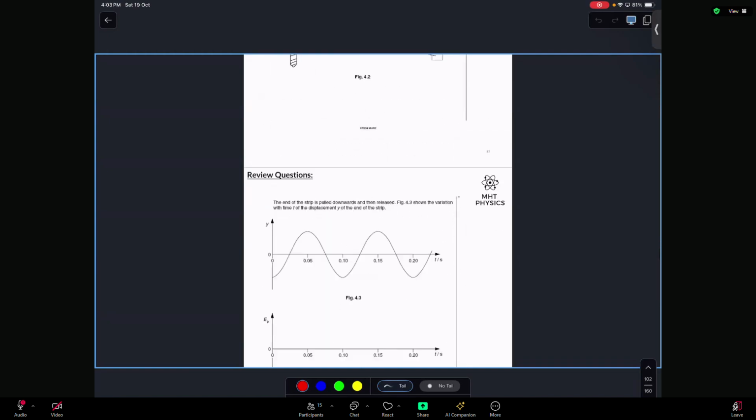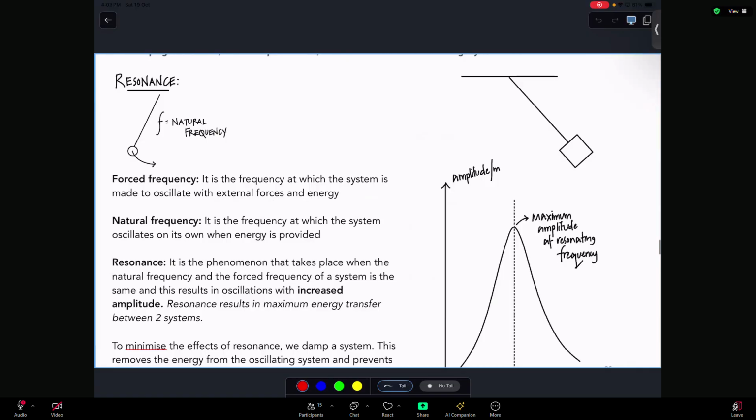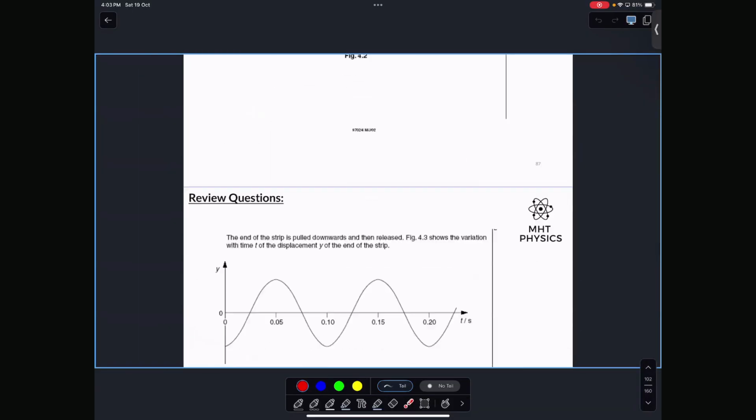The relations chapter was resonance. If you have any questions, you can let me know. So that's the resonance part there, and that's about it.